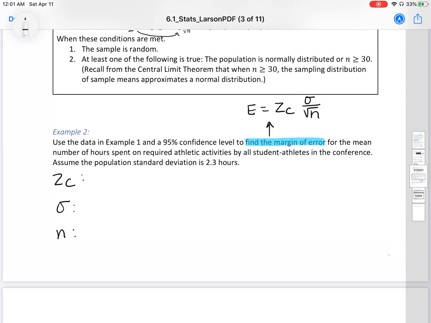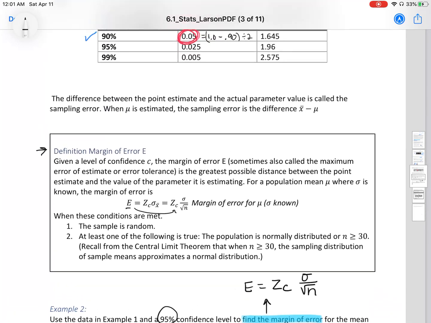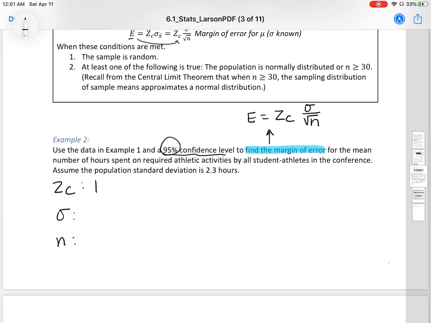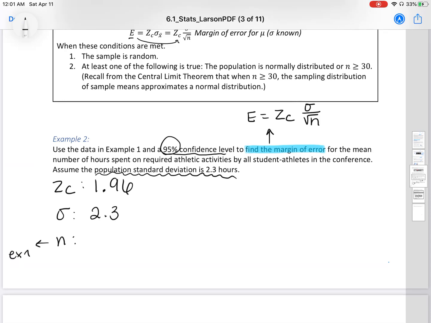All right, Zc is a critical value that comes attached to the confidence interval. Because our confidence interval is 95, I would take a look at my chart. And for 95, I have to work with a Zc of 1.96. So I write 1.96. Our sigma, well, that's given, right? It's telling us that we have a population standard deviation of 2.3 hours. So 2.3. And n. Well, recall from example 1, they told us that we had 40 data entries. So our n is 40.